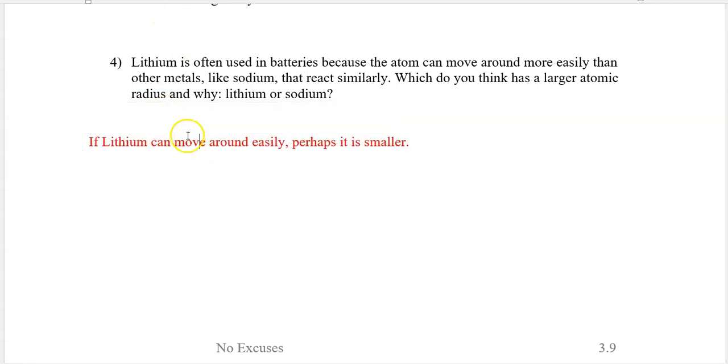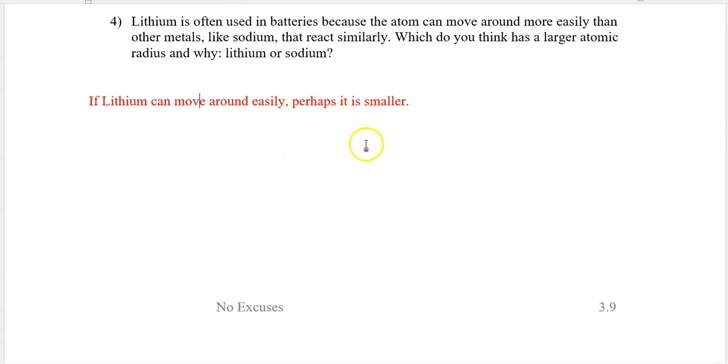It has a lower mass, but mass and size aren't the same thing. Mass is how heavy something is, whereas size is how big something is. They do tend to go together, but not always.